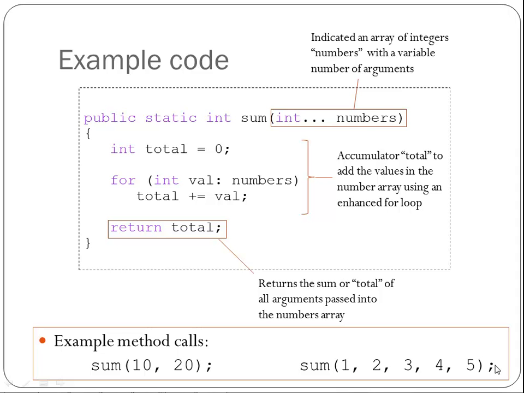Inside my method, I have an accumulator variable named total that's initialized to 0, and an enhanced for loop to add up the numbers in the array. I then return my total, which will return the sum or total of all arguments passed into the number array. Example method calls for this method would be sum 10 and 20, or sum 1, 2, 3, 4, 5. Notice that both of these method calls use variable numbers of arguments.